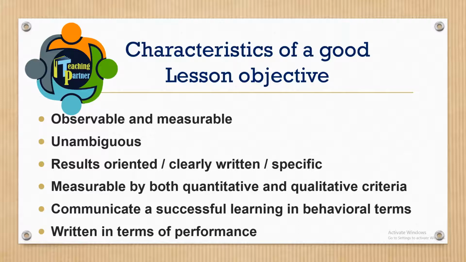But instead of this, if you write down, my student should be able to define a certain definition, then define is clearly measurable. Number two, your lesson objective should be unambiguous. It should be very clear and you should use easy words. No need to write very complex sentences because you need to share this with your students. So it should be unambiguous to everyone.